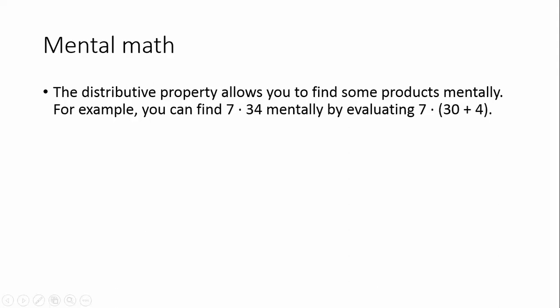Most of you could tell me pretty quickly that 7 times 30 is 210, and 7 times 4 is 28. Then if you're adding 210 to 28, you get 238. It's a little bit harder in your head to be multiplying 7 times 34 and be thinking, okay, 7 times 4 is 28, carry the 2, write the 8, then you have to do 7 times 3, add 2. So that can just be a faster way to do some mental math using the distributive property.